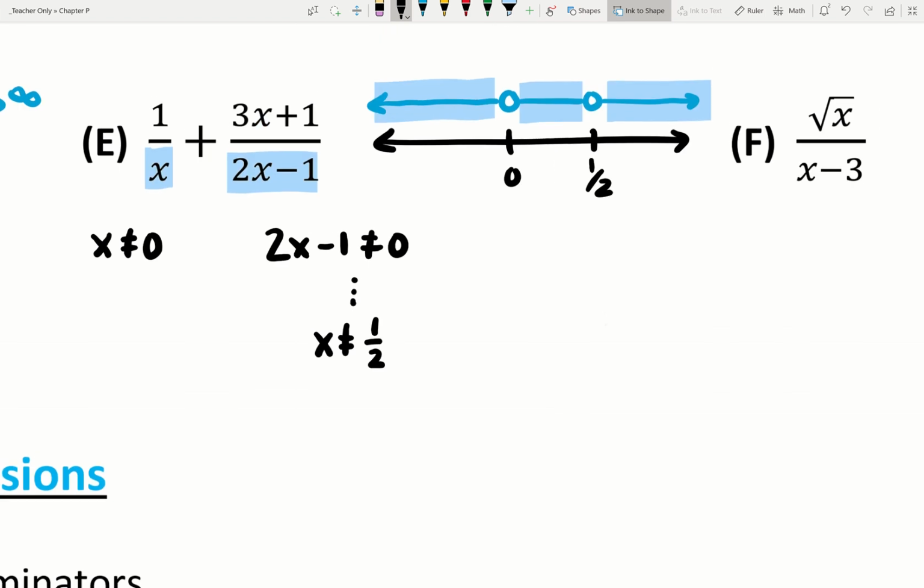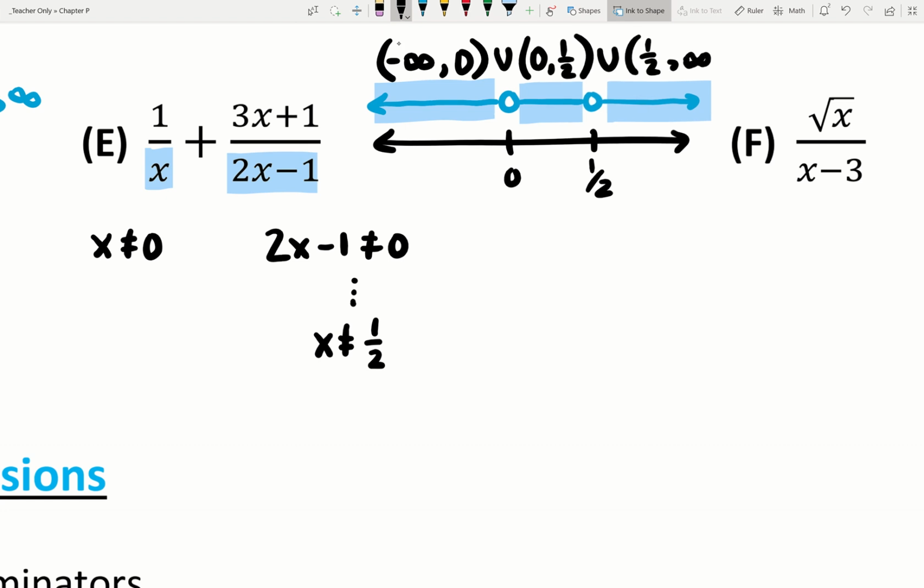And so we would just want to go ahead and write down all three of those regions, right? So that first region there, that would be the region from negative infinity all the way until you reach 0. Parentheses around both because we're not including either. And then we'll unite that with the open interval from 0 to 1/2. Parentheses around those because we're not including those endpoints. Unite that with the open interval from 1/2 to positive infinity. Okay? And so that would be our domain written in interval notation for part E there.